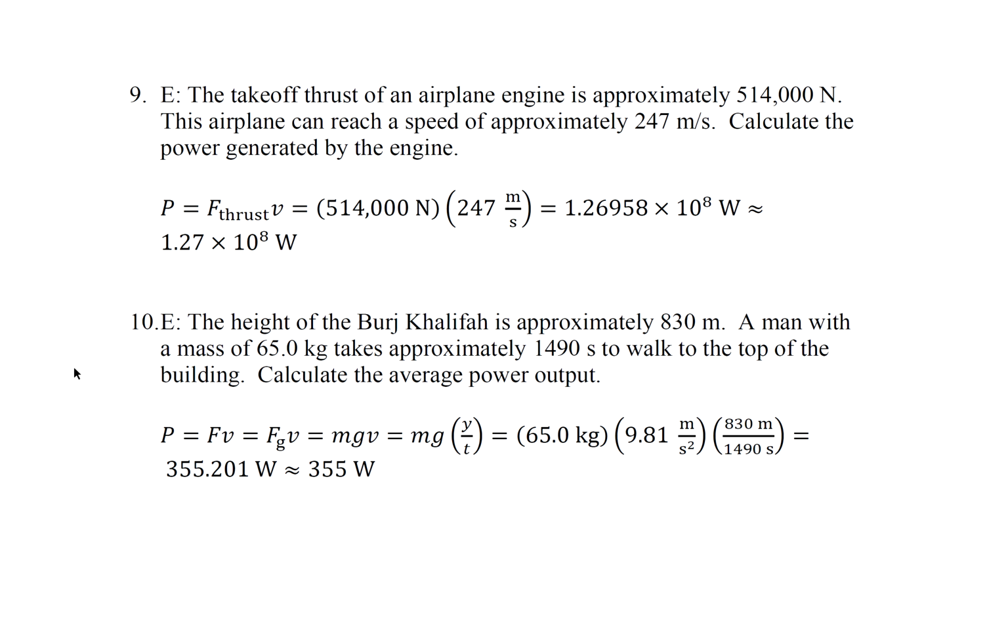Question 9. The takeoff thrust of an airplane engine is approximately 514,000 newtons. This airplane can reach a speed of approximately 247 meters per second. Calculate the power generated by the engine. So they gave us force of thrust and they gave us velocity. So that's all we need.